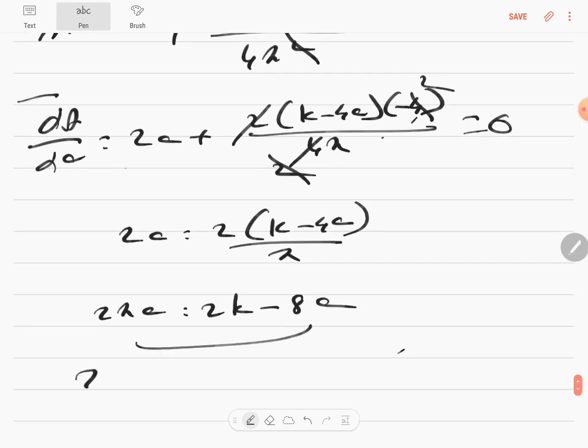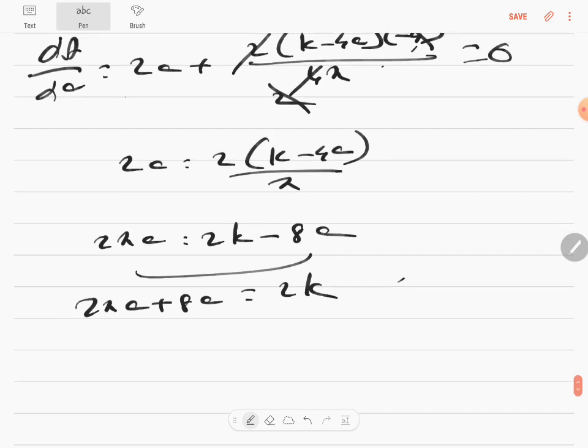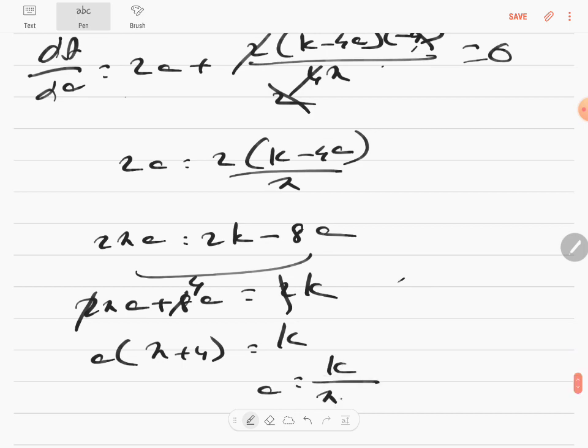Consolidating a, 2 pi a plus 8a is equal to 2k. Take a out. The 2 can be cancelled throughout. Excellent, well spotted. So taking a out, pi plus 4 is equal to k. So a is equal to k by pi plus 4.